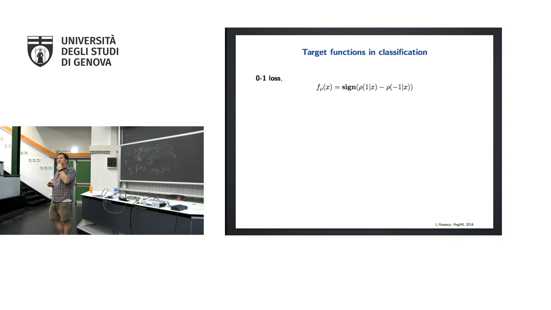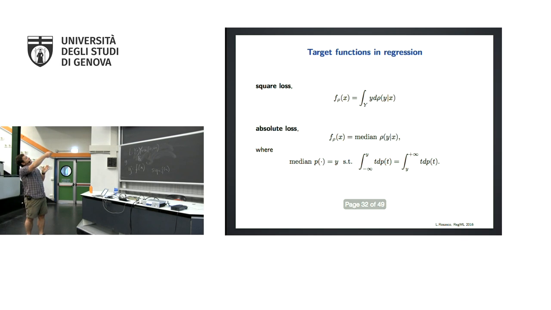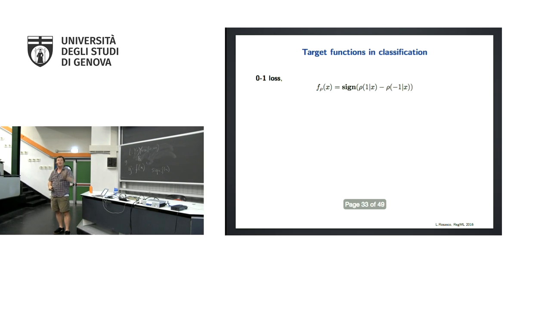So what about using other loss functions? What are their targets? Are they the same one or slightly different? Well, choose the square loss. This is what you get. Do the exercise just to wake up. Suppose that y can just be 1 or -1. How do you rewrite this expression? Well, you have 1 times rho of 1 given x, minus 1 times rho of -1 given x. And that's it, because there's nothing else. So that's exactly what's written here.